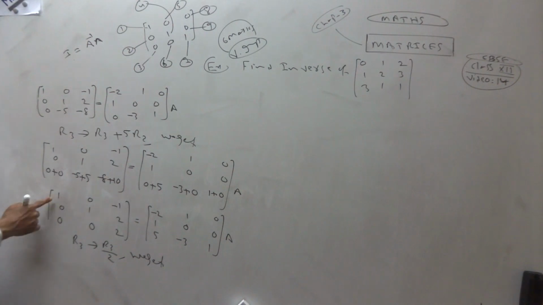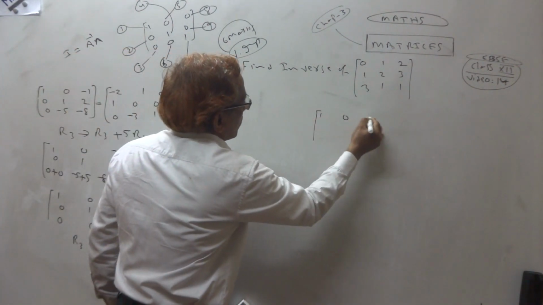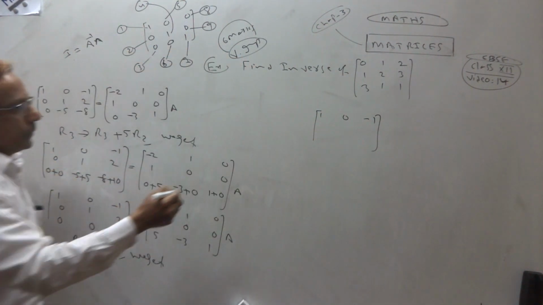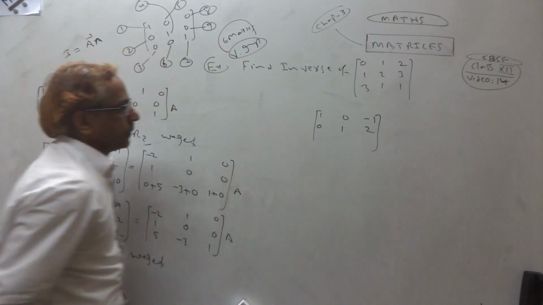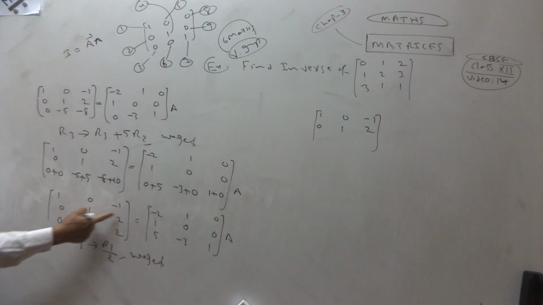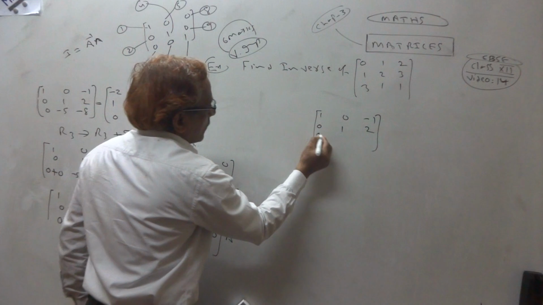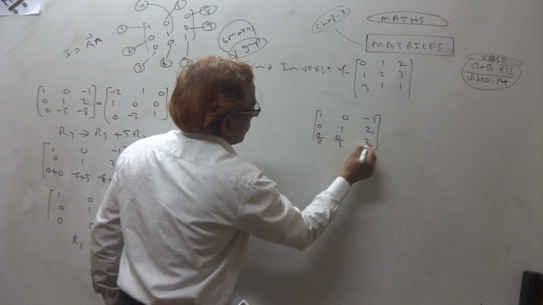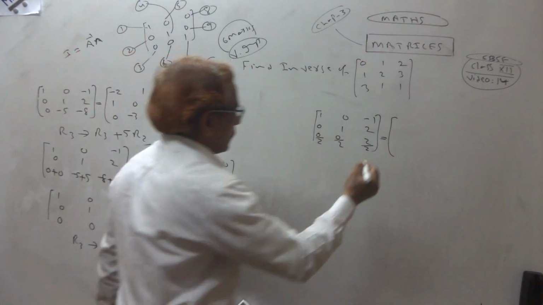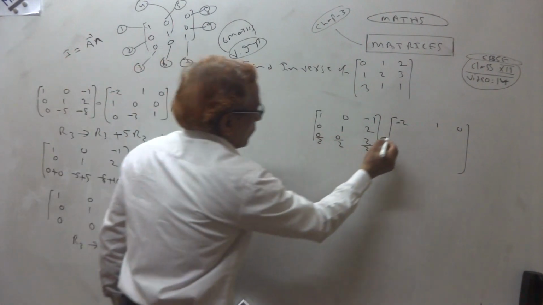Yes. First the same, 1 0 minus 1, 1 0 minus 1, 0 1 2. Then 1 0 minus 1, 0 1 2, 0 by 2, 0 by 2, 2 by 2. See, 0 by 2, 0 by 2, 2 by 2 is equal to what? Minus 2 1 0, 1 0 0.